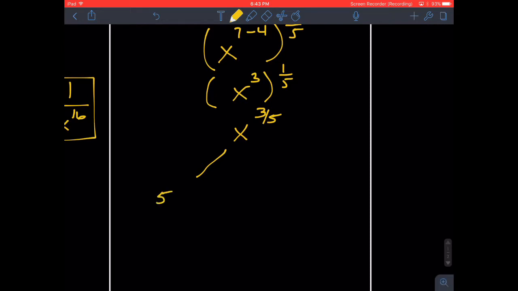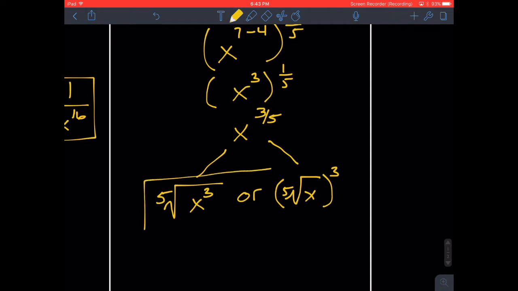Now, we can't use any fractional exponents because we were told to write in terms of radicals. It's either radicals or fractional exponents, not both. In either case, we can write our answer in one of two ways, either the 5th root of x cubed, or we can also write it as the 5th root of x, all by itself, like so, raised to the 3rd power. Both of these represent acceptable solutions to this simplification problem.